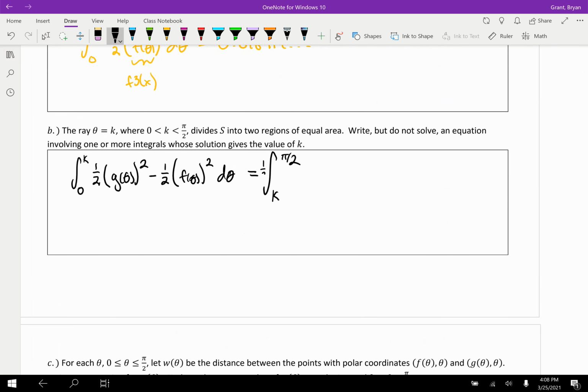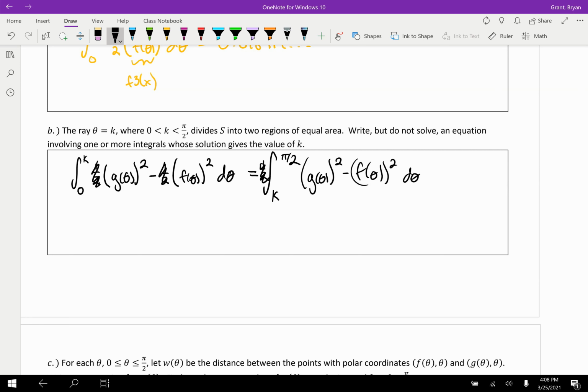We'll do the same thing. I'll factor out the 1/2 just to make this go faster. Same formula. G of theta squared minus f of theta squared d theta. Great. You might also notice that if you factor out the 1/2 from here, you can divide off the 1/2 from each side, so you could get rid of all of these. Right? You're saying the area from 0 to k is equal to the area from k to pi over 2, and that's fine. There's nothing wrong with that.